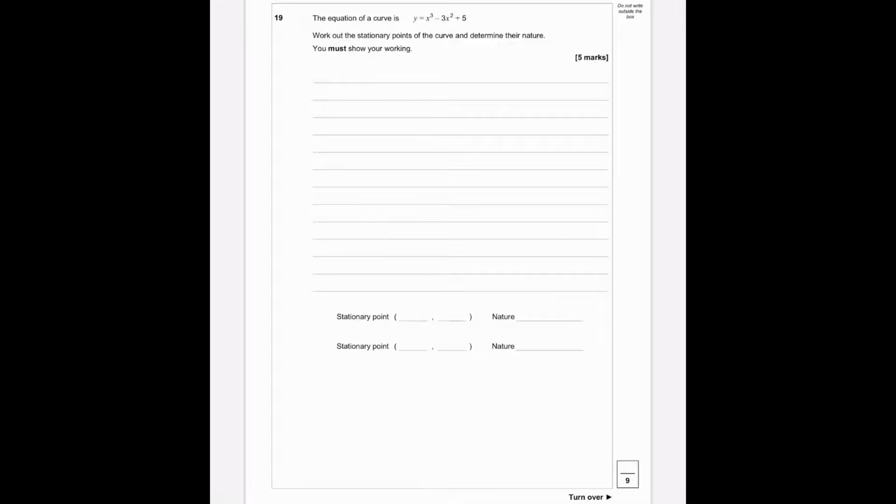Question 19. We're going to work out the stationary points. So the first thing I'm going to do is differentiate. So it differentiates to 3x squared minus 6x. Stationary point, the gradient is 0, so I can replace dy by dx with 0, solve the equation. So 0 equals 3x squared minus 6x. Factorise out 3x, it's a single bracket factorisation. Read off the two solutions, they are 0 or 2.